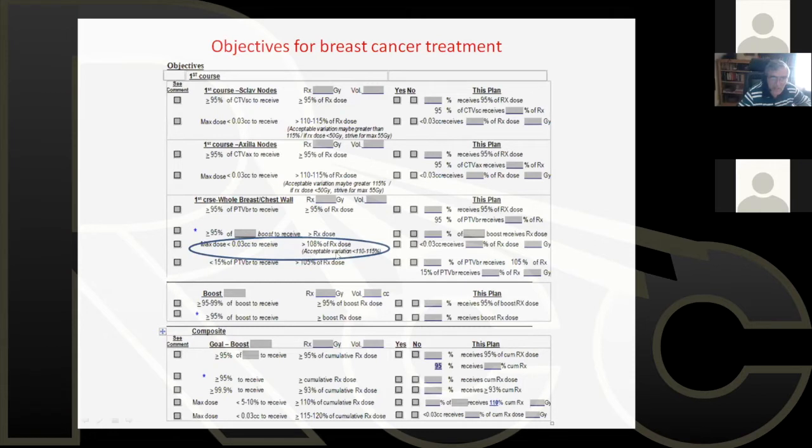But look, there's a variation here because not all patients you can get that 8% maximum. Sometimes we have to bump it up a little bit depending upon the shape of the breast and the chest wall. The doctors are willing to accept from 10% to 15% hotter, but the goal should always be less than 108% for the hotspot. So that's an objective.